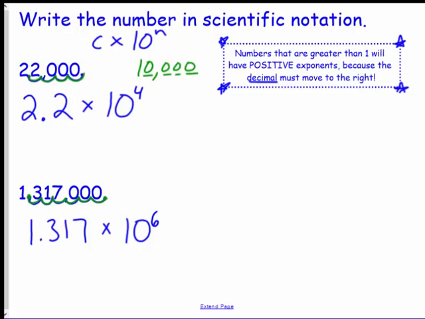If I took 1.317 times 10 to the 6th, which, by the way, 10 to the 6th is going to have 1 and then 6 zeros. That's a million there. I'm going to say 1.317 times 10 to the 6th is my answer in scientific notation. So again, that's numbers that are greater than 1. They'll have positive exponents. These are bigger numbers. Remember, scientific notation also deals with smaller numbers. So we'll see how that changes things.